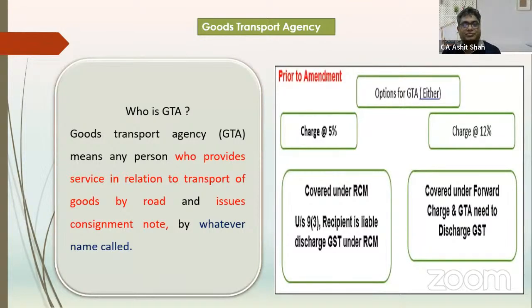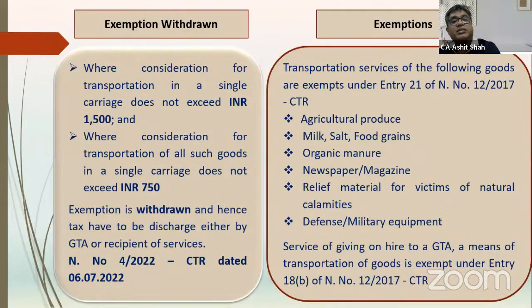Suppose it was above 750 or above 1,500. Correct. Yes, exactly, sir, and that's why the exemption has been given. Now you are rightly clear that this exemption was there: if it is of lesser value, then the exemption was provided, if it is less than 750 for all the transportation and 1,500 for a single carriage. That's why this exemption was provided for this small-time kind of transport operator. Now this exemption has been withdrawn, and that's why the problem is there.